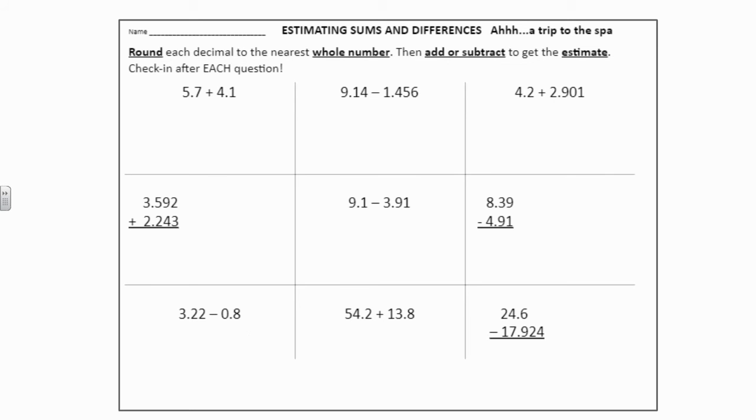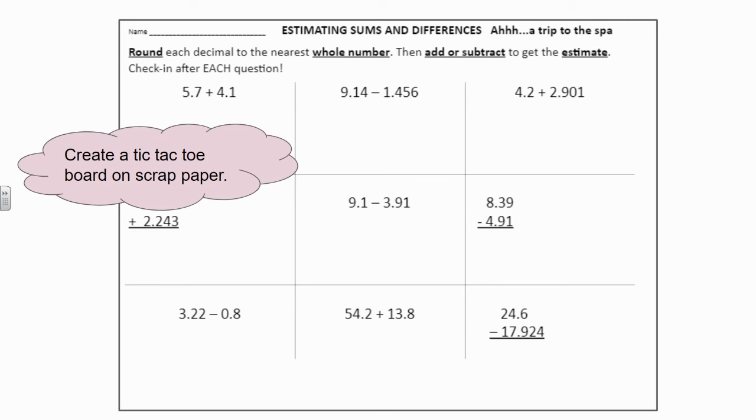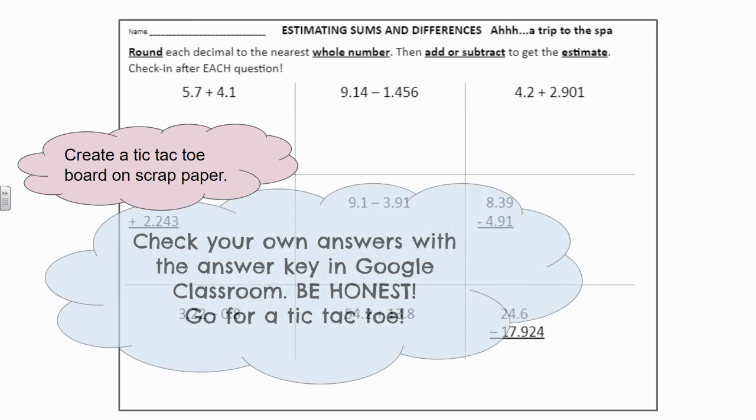And the next activity you're going to be doing is a couple tic-tac-toes. So you're going to open the document. You will not be able to type on the document, all right? You are going to grab a piece of scrap paper and just make a blank tic-tac-toe board. You don't need to copy the problems. You can see the problems on your screen. Instead, you're just going to make the tic-tac-toe board so you can do the work in the right spot, so you know if you're getting tic-tac-toe.